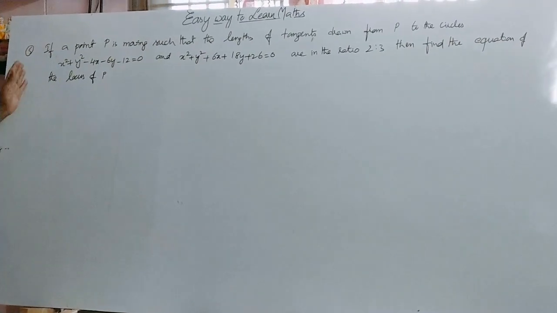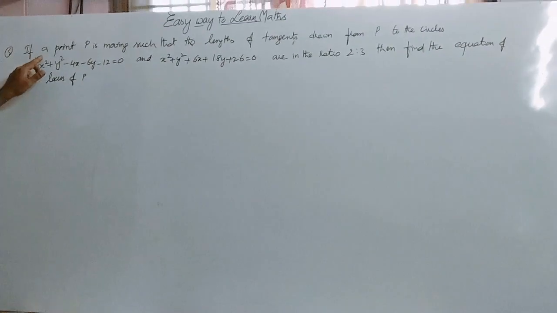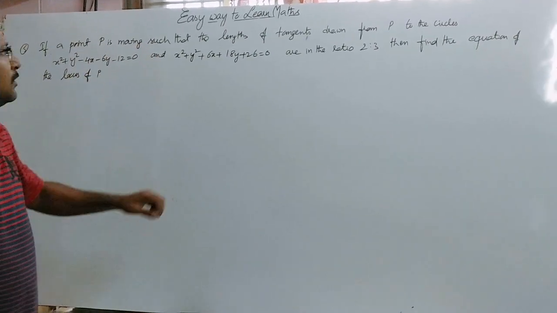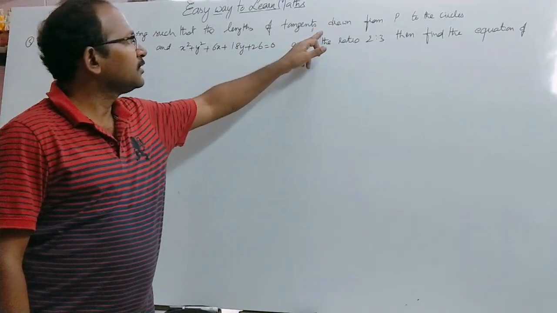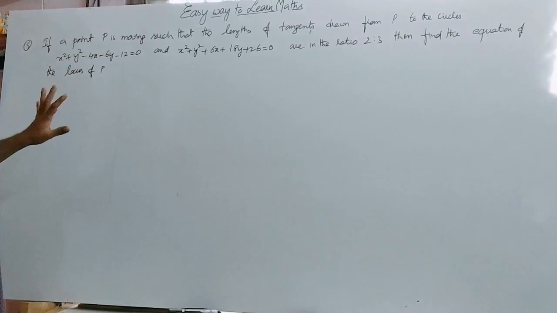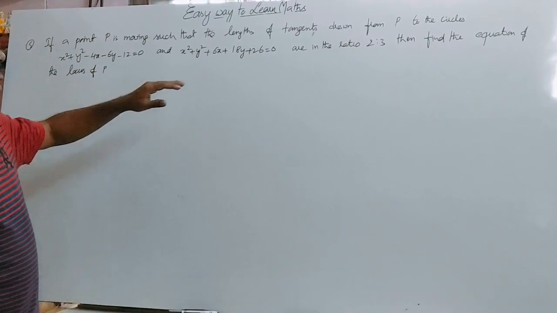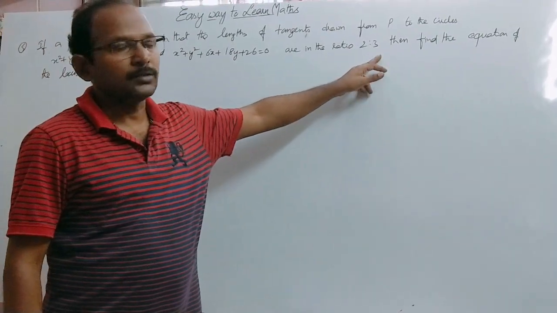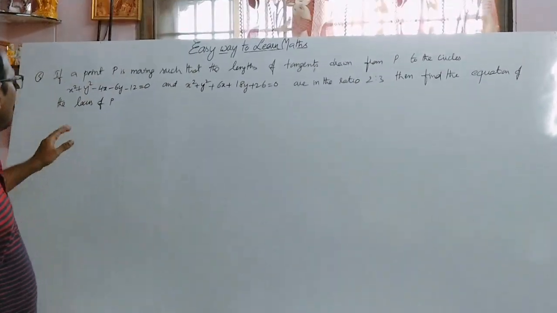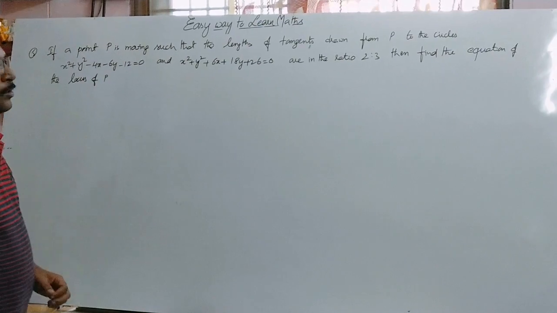Okay, let us solve this problem. Here, if a point P is moving such that the lengths of the tangents drawn from P to the circles, first circle, second circle, here, are in the ratio 2:3, then find the equation of the locus of P.